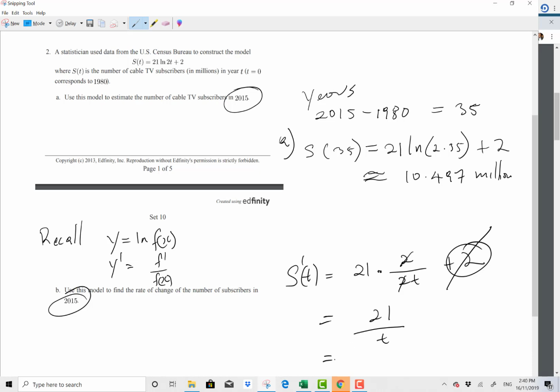So plug 35 in. I'm going to have 21 divided by 35. I'm going to get approximately 0.6. So that's 0.6 million subscribers per year, and that is my rate of change. That's the derivative of that value. All right, so that completes number 2.